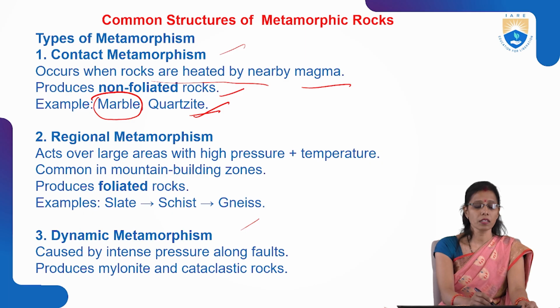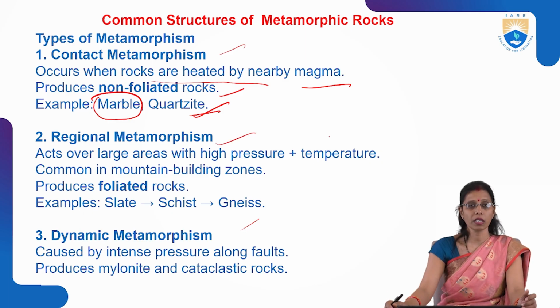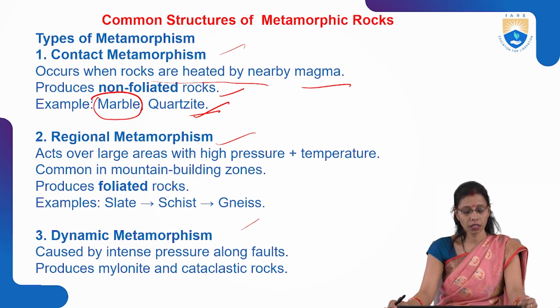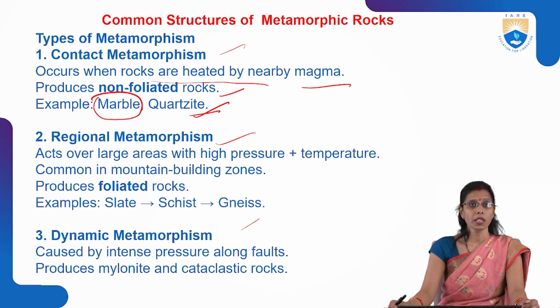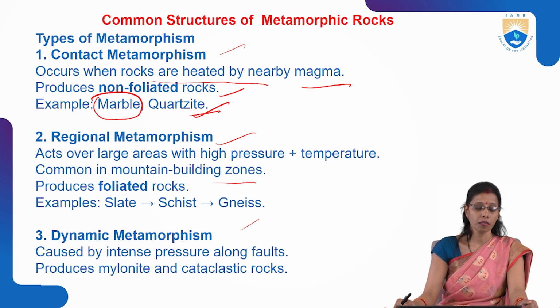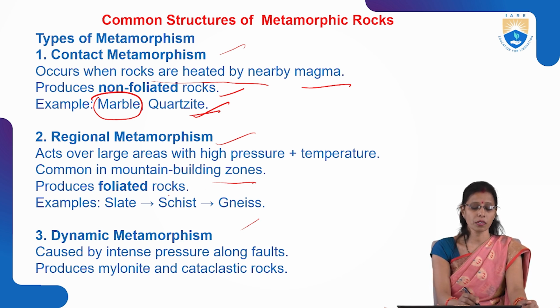And second thing is regional metamorphism. Regional metamorphism acts over large areas with high pressure. In some regions there will be areas with high pressure plus high temperature, common in mountainous regions, in the mountain-building zones. It produces foliated rock.